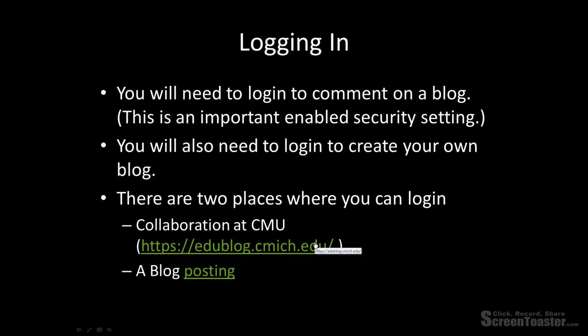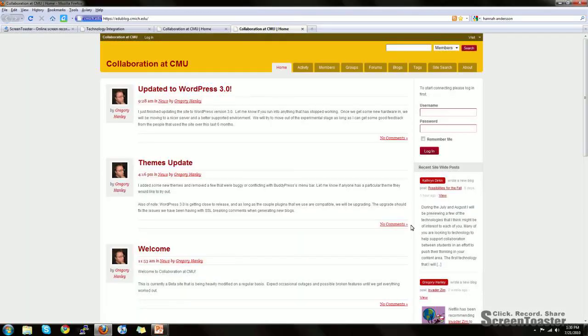So remember when I pointed out Collaboration at CMU, the main website. If you go there, you'll see over on the right-hand side, to start connecting, please log in first. So you'll want to do that. And when you log in, you'll be able to create your own blog using your CMU login and password.